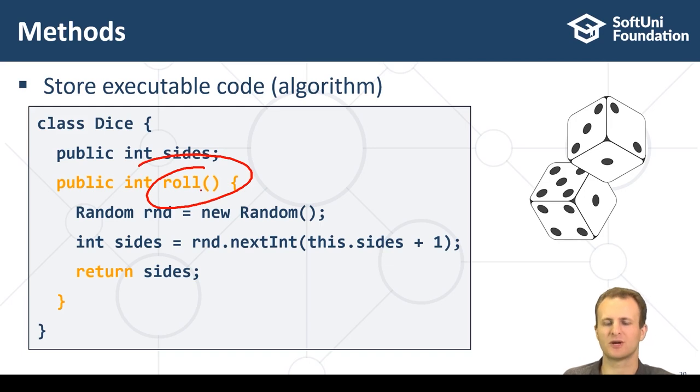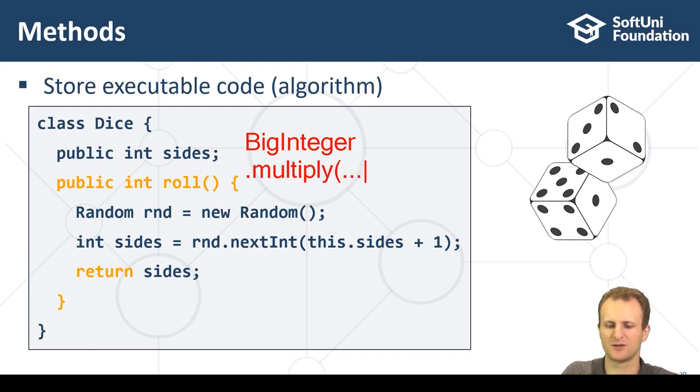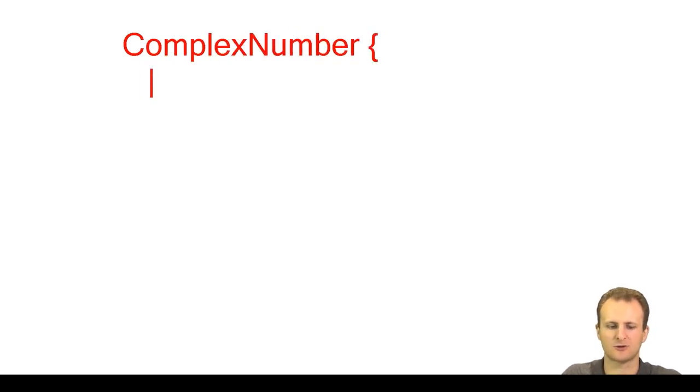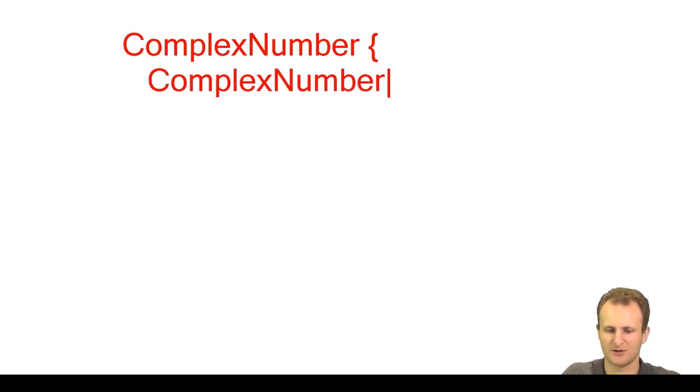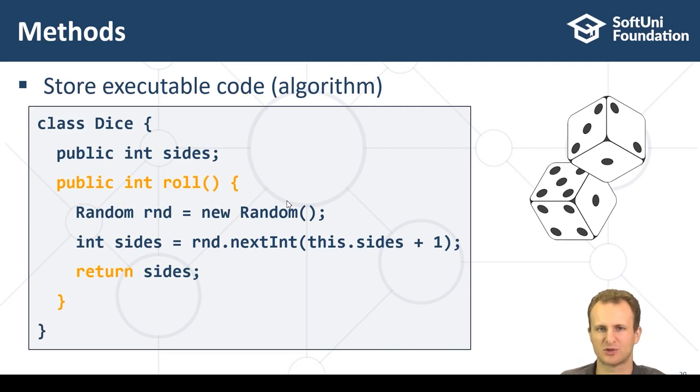So methods can do operations on objects, any type of operation, just like the big integer object had a multiply. It had dot multiply by another big integer. So you can write your own numeric class. For example, you can write a 2D point class, or you can write a complex number class. And that complex number class could have a complex number add method, which calculates the sum of this complex number with another complex number. So this would be a parameter complex number. I won't write the entire thing. And you would be using that parameter inside that method, and you would be using the fields of the current complex number to calculate that sum. Okay, by complex number, I mean those numbers which have an imaginary part and a rational part. You've probably heard of them in mathematics.